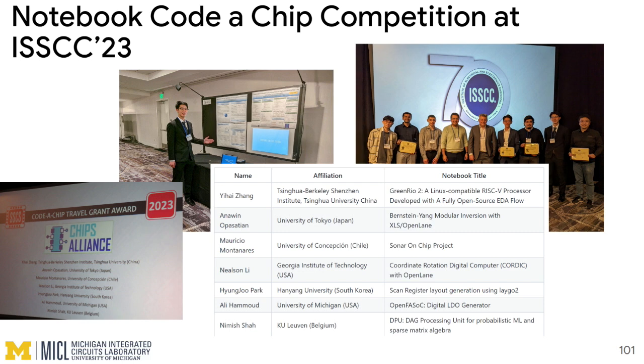Finally, the notebook code, the chip competition. We need to include more notebooks in our curriculums. We did the first notebook competition at ISSCC. I put some of the pictures here, but there were a lot of people interested in this, and it was kind of interesting at ISSCC to see this type of thing. I put the list of the winners here. Some of them are from Chile, like I said, Korea, Japan, and China.